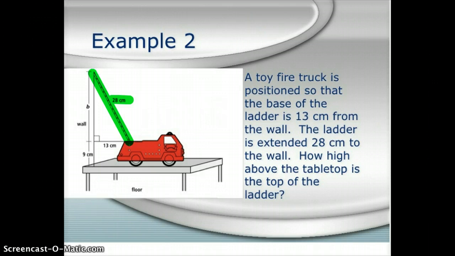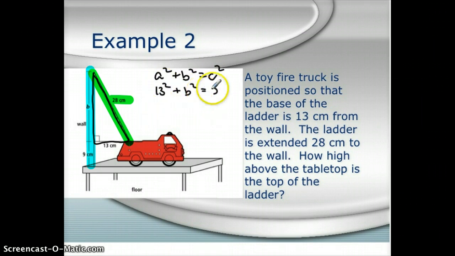I want to know how high above the tabletop is the top of the ladder. So what I'm looking for is how far it is from the top of the ladder to the tabletop, that entire distance. But you're going to notice that I just have a right triangle right here, and 28 centimeters is my hypotenuse. So in this case, a squared plus b squared equals c squared, and this time I know what a is, it's 13 squared. I don't know what b is, and I do know what c is.